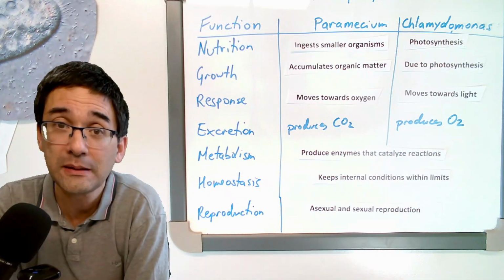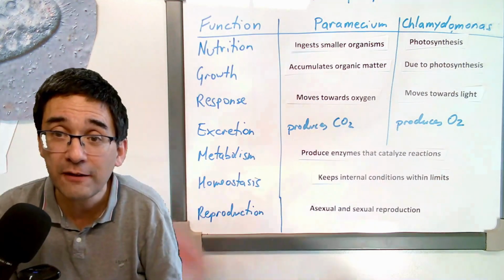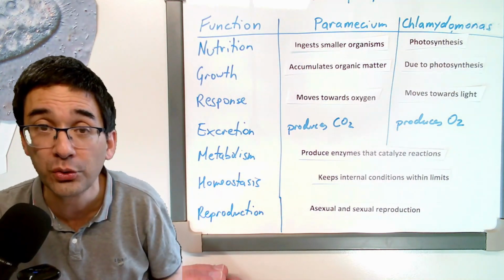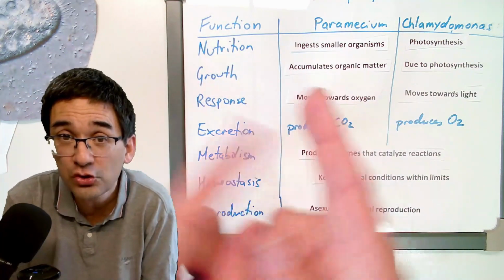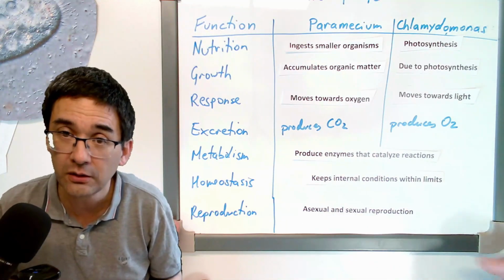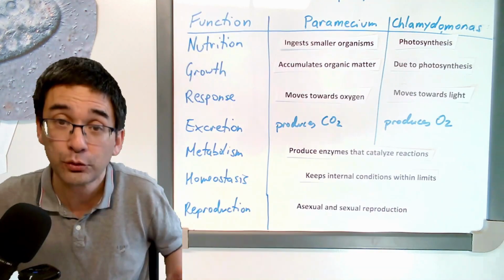But they're also able to reproduce sexually by exchanging DNA. For example, in Paramecium, it's called conjugation, something you don't need to know now. But what happens is that two Paramecia fuse together and they exchange DNA with each other. Yeah? So it's possible that they do sexual and asexual reproduction, but all living things have to reproduce.